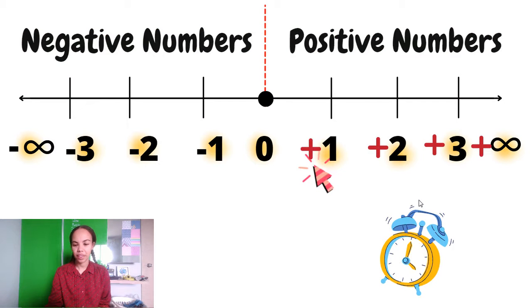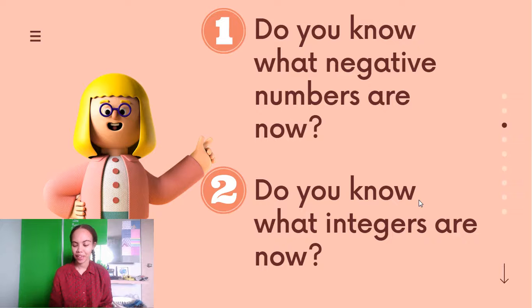Okay, I think we're all up to date now. We don't have to write +1. We know 1 means +1. 1 equals +1. It's the same. We don't have to write it to save us some time. Right. Now, ask yourself these two questions. Do you know what negative numbers are now? And do you know what integers are? Okay, if you think, yes, I know what a negative number is, then we are ready to move on. Do you know what integers are? If you do, then let's move on.